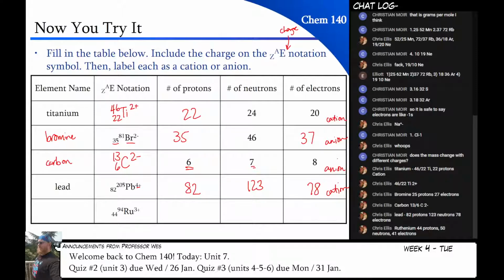And then finally down here, I make you do everything on your own. So this is ruthenium. Number of protons is 44. 94 minus 44 is 50. So that's the number of neutrons. 3 fewer electrons, which is a cation. All right, there you go. There's the answers. Let me know if you have any questions.